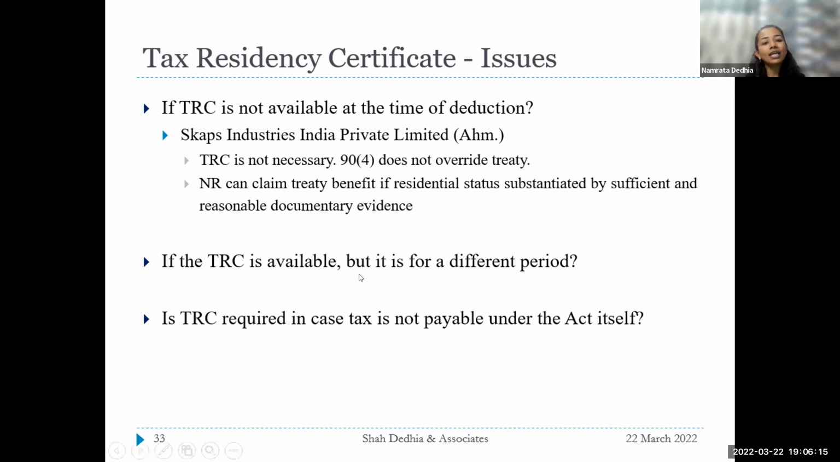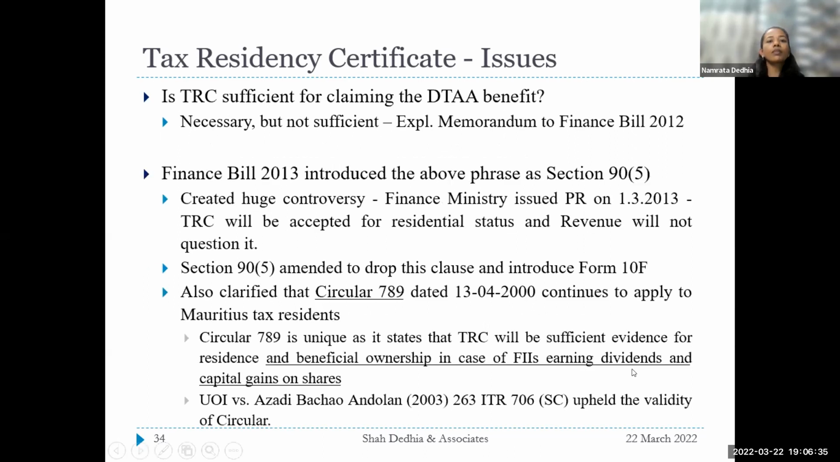And is TRC required if tax is not payable under the Act itself? The purpose of a TRC is to take the benefit of the DTAA. If tax is not payable under the Act itself, there is no question of any better position or any beneficial position under the DTAA, and therefore a TRC is not really needed. Again, same discussion, it is necessary.